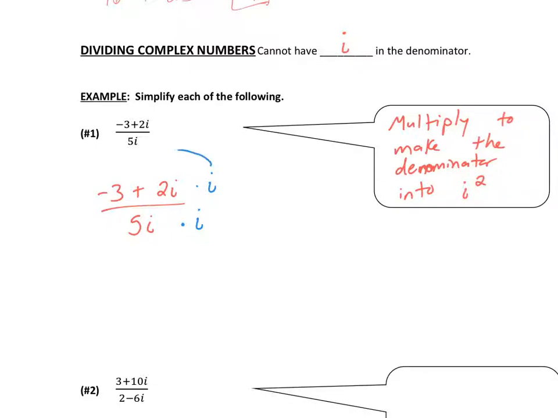So on the top, i times negative 3 is negative 3i. i times 2i is positive 2i squared. And on the bottom, 5i times i is 5i squared. So from here, we change all of the i squareds into negative 1.